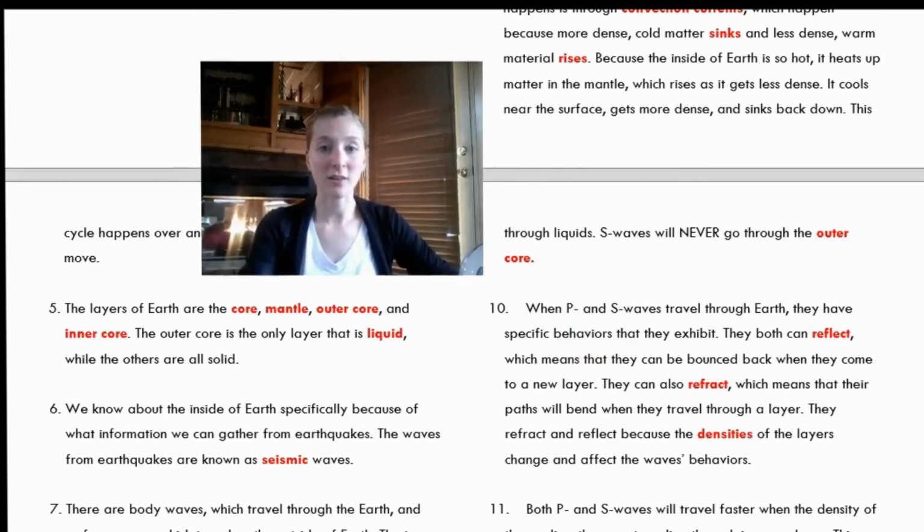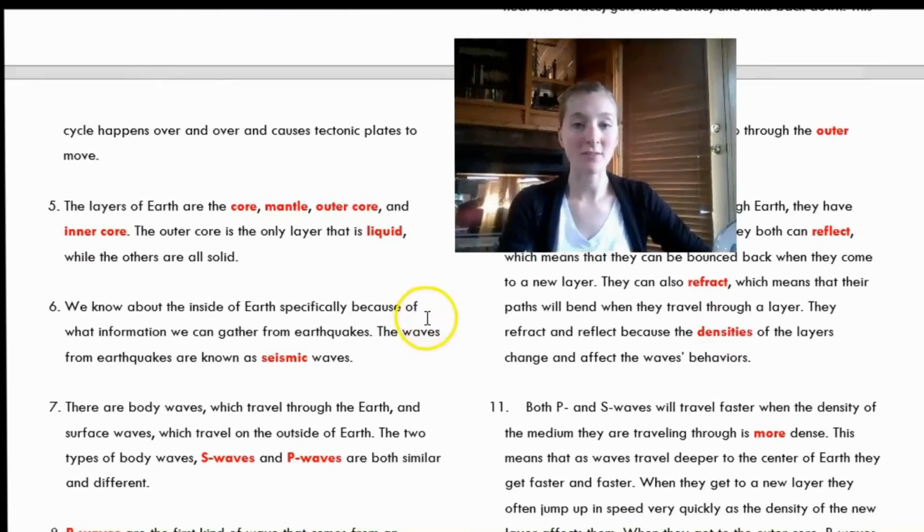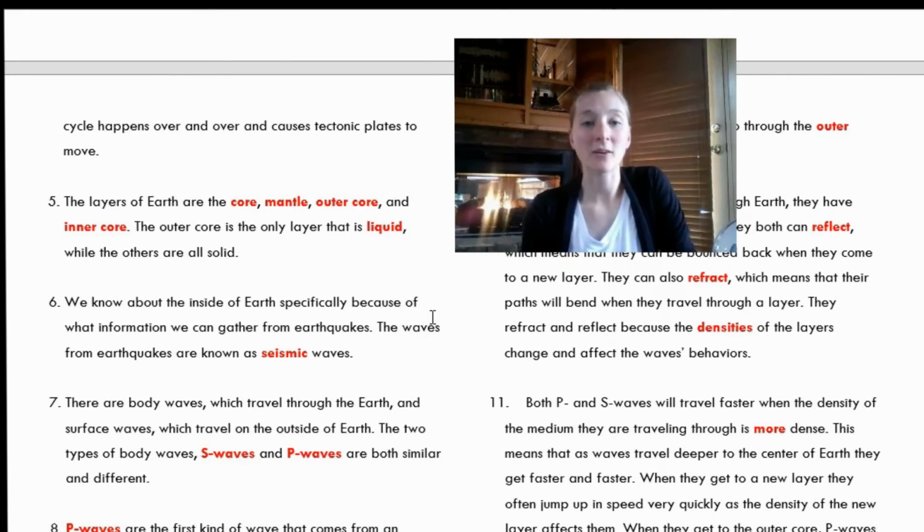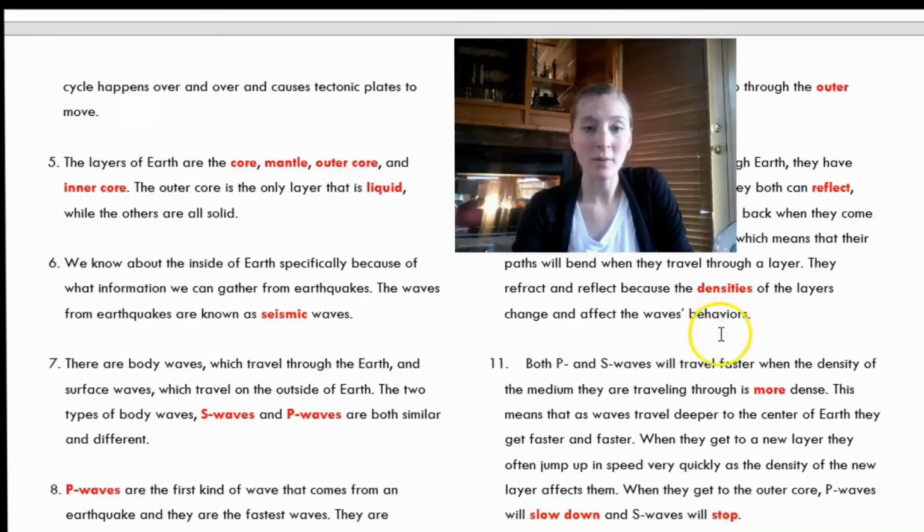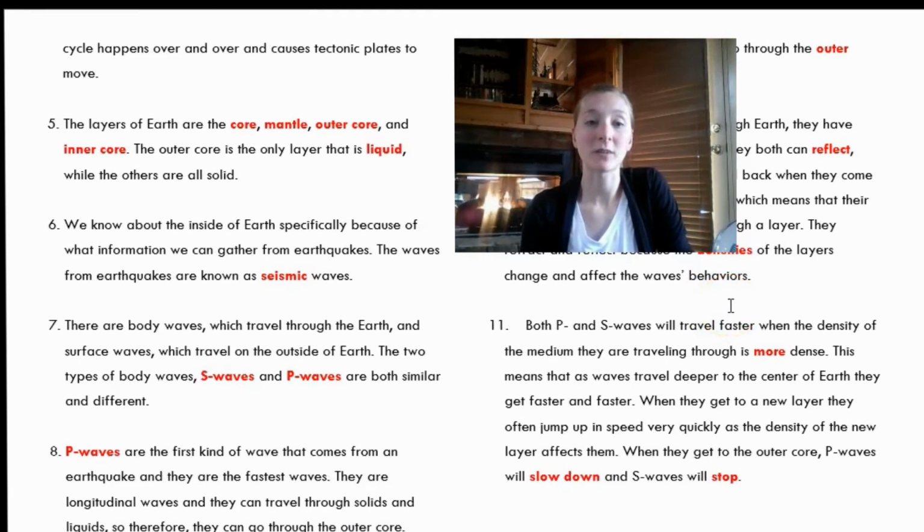So the layers of the Earth are the crust, the mantle, the outer core, and the inner core. The outer core is the only layer that is a liquid, while the others are all solid. We know about the inside of Earth specifically because of what information we can gather from earthquakes. The waves from earthquakes are known as seismic waves.